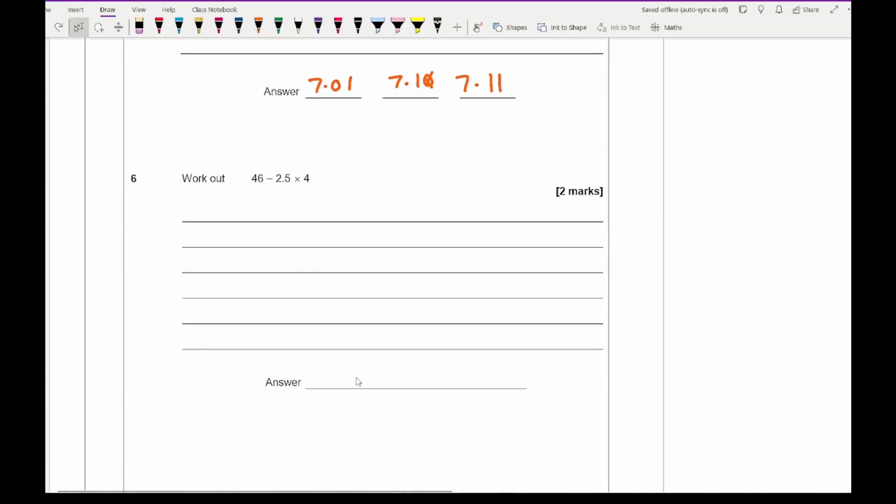For question 6 it says work out 46 take away 2.5 times 4. So you need to remember BIDMAS, which means we need to do this bit first. Now 2.5 times 4 is 10. So I've got 46 take away 10, which gives me an answer of 36.